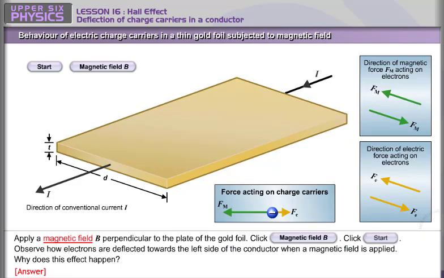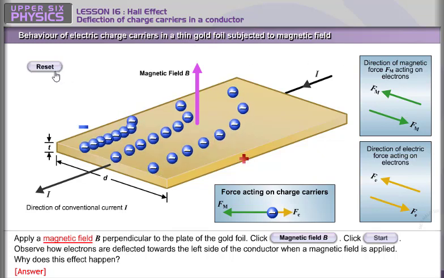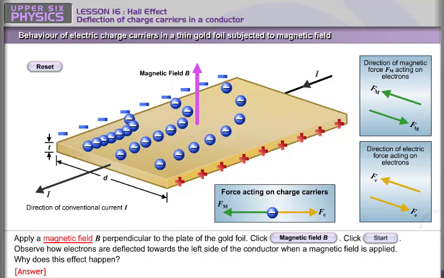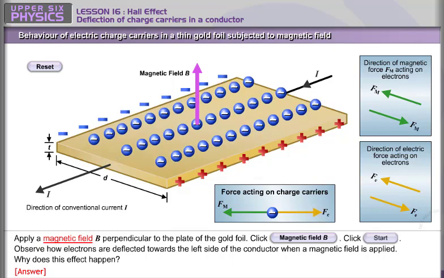Apply a magnetic field B perpendicular to the plate of the gold foil. Click the magnetic field B button. Click the Start button. Observe how electrons are deflected towards the left side of the conductor when a magnetic field is applied. Why does this effect happen?